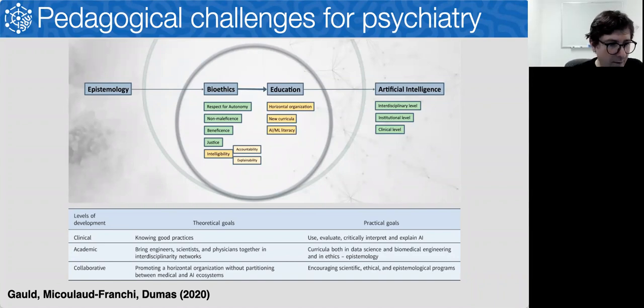And finally, there is a final level of development, which is the collaborative level, to promote horizontal organization without partitioning between medical and AI. So that's actually trying to not have silos, but to create programs where both aspects are integrated. And that's challenging, of course, for many reasons.